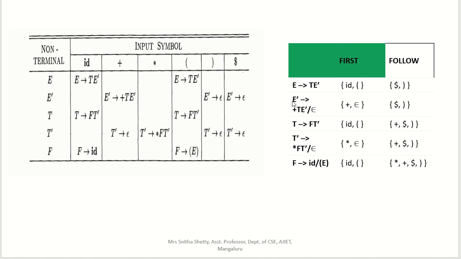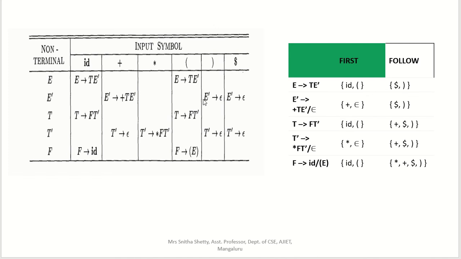So here, since E' gives epsilon, you cannot place epsilon in the parsing table. Whenever a variable gives epsilon, we take the follow of the left hand side variable. So follow of E' is dollar and closing parenthesis. Under dollar and under closing parenthesis, you are placing that production, E' gives epsilon.